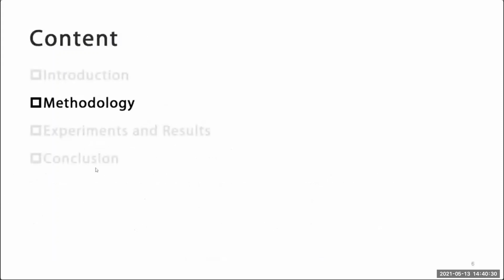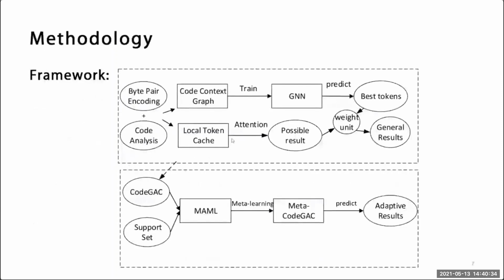Next, I will introduce the methodology of our work. This is the framework. Firstly, construct the code representation graph and the identifier cache through the static analysis and byte-pair encoding of the code. The code representation graph is input into the graph neural network to obtain the list of candidate code tokens based on the open vocabulary. Then the identifier cache is filtered through the attention mechanism to obtain the list of candidate results in the cache. Finally, a weighted parameter is used to combine the two candidate result lists to get the final completion result.